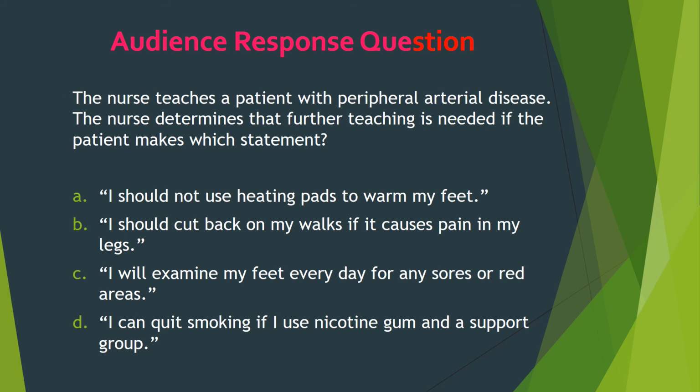Here's one more for you. The nurse teaches a patient with peripheral arterial disease. She determines, or he determines, that further teaching is needed if the patient makes which statement? So these questions are always a little tricky because they're asking you to identify the incorrect statement. Further teaching is needed, so the patient is saying something wrong. So you have to look at each statement and constantly remind yourself you're looking for the wrong statement.